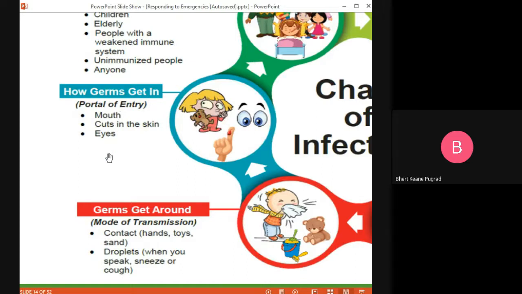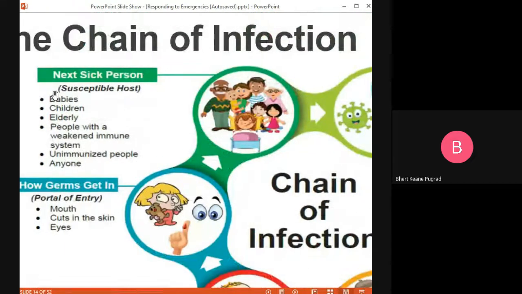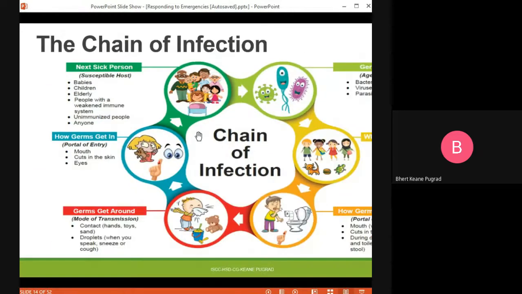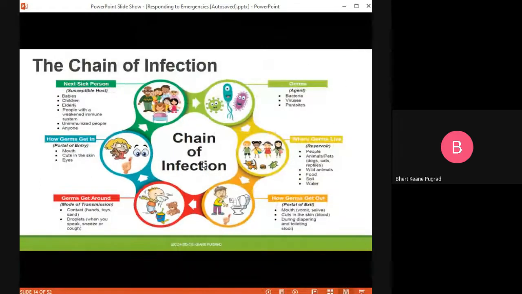So, successful na ngayon na pumasok yung infectious agent sa ating katawan. Okay? At kapag yun pumasok sa ating katawan, ikaw na ngayon ay naging susceptible host. Okay? And then the chain or the cycle would continue. Okay, so that's how infection works.